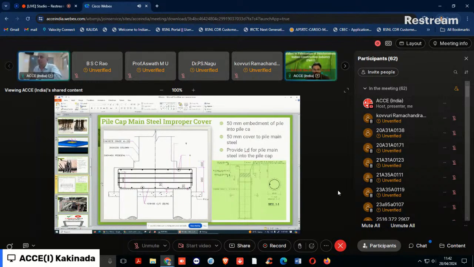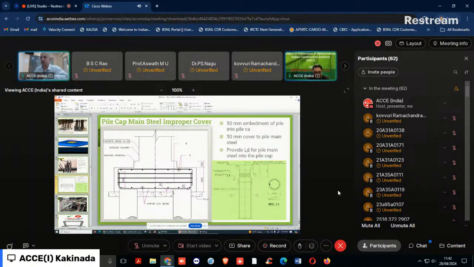Now we are seeing typical detailing requirements for the pile cap. The general mistake that takes place in the case of piles is the clear cover to the pile main reinforcement, which is 50 mm. And generally the mistakes have taken place in this manner. The minimum embedment length as per IS 456-2000 is 50 mm. As per ACI 318, that is the US code, it is 75 mm.